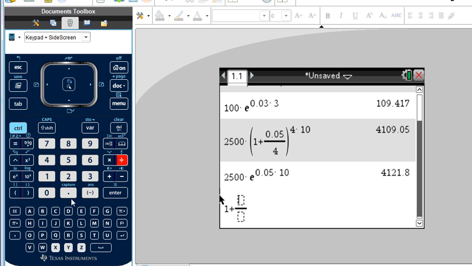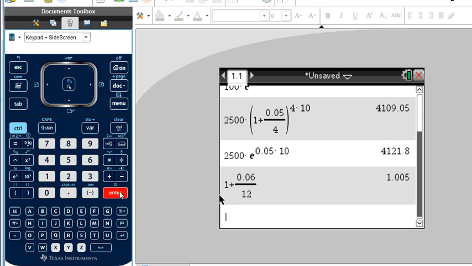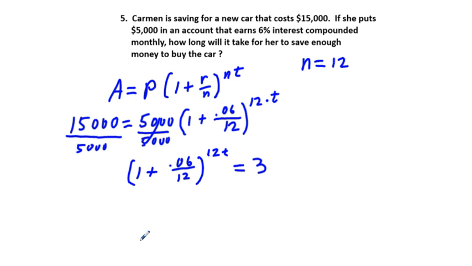And so the base of that exponent is going to be 1 plus 0.06 divided by 12. Okay, so that's going to be 1.005. So going back here, we have 1.005 to the power of 12t is equal to 3. Now changing this to a logarithmic equation, we're going to have log base 1.005 of 3 is equal to 12t.